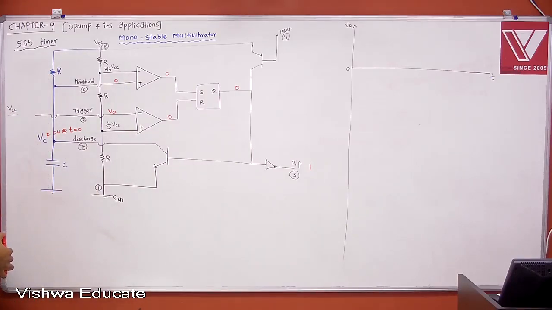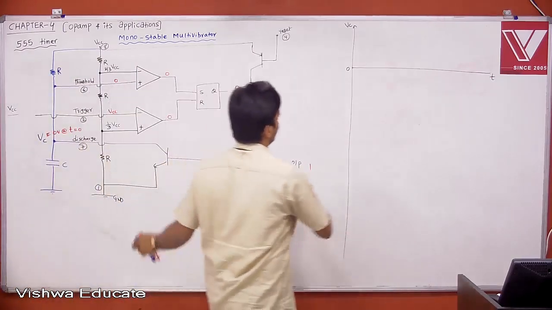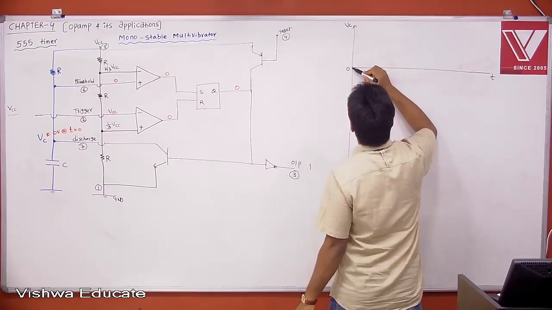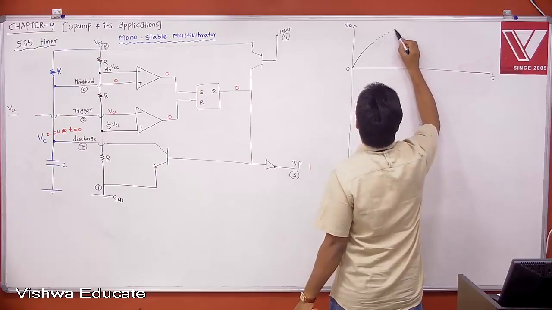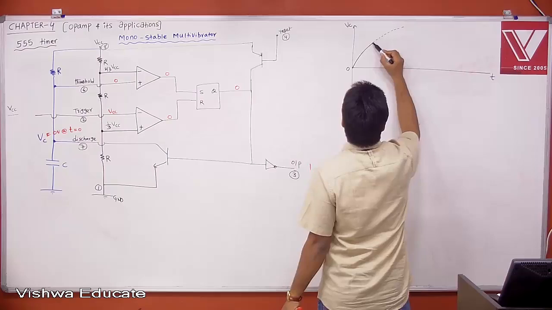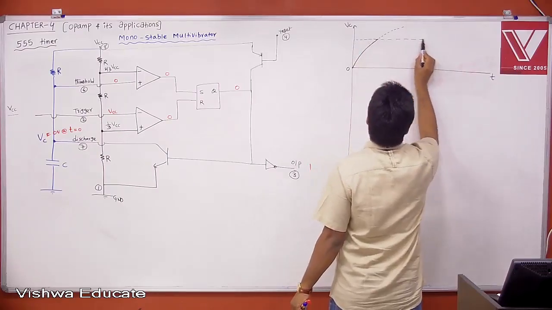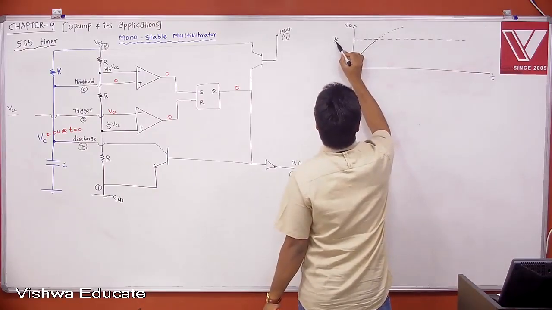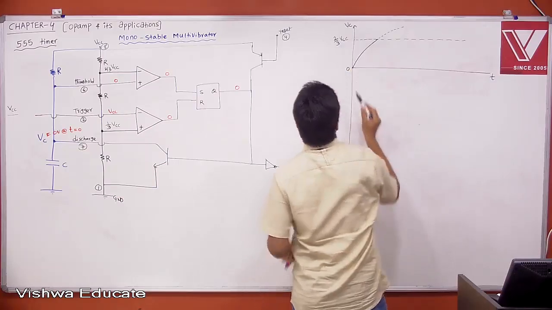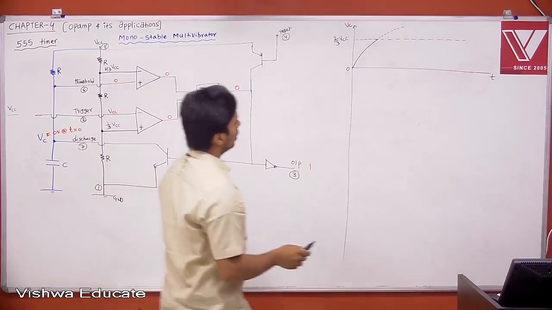Now, if you see here, your capacitor is charging. It is trying to charge to VCC. But once it crosses 2/3 VCC, what will happen? Once it crosses 2/3 VCC, let's see set and reset.